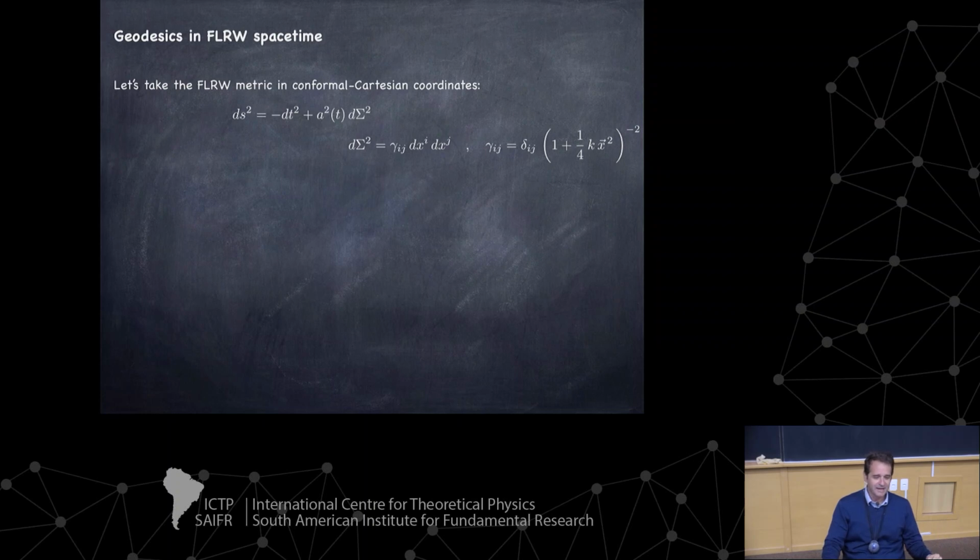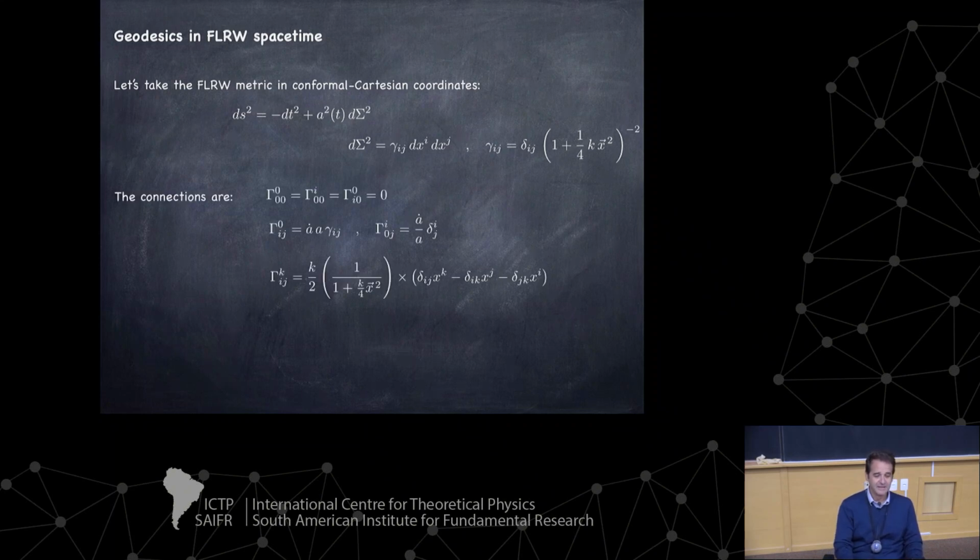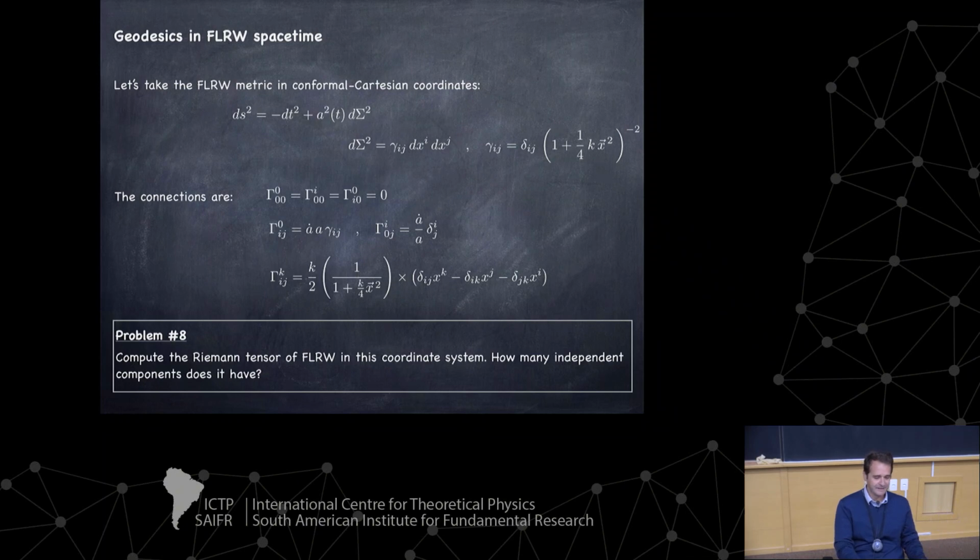Let's remember what a geodesic in this space-time is. So let's use here these conformal Cartesian coordinates. The connections, you probably calculated at some point in your lives, but here they are. By the way, this helps you with some of the exercises that I put before. You can also calculate the Riemann tensor for this Friedmann-Lemaitre-Robertson-Walker metric.